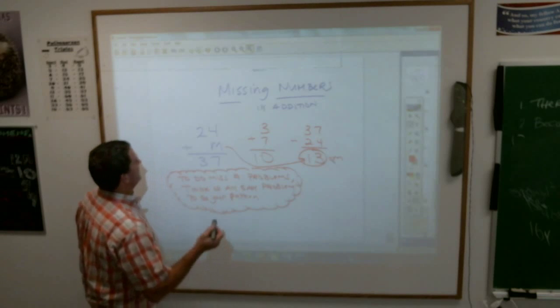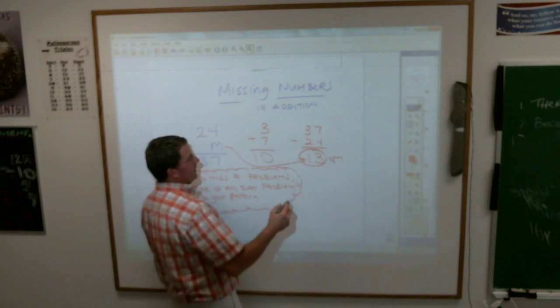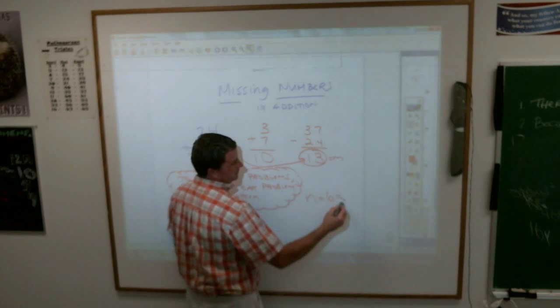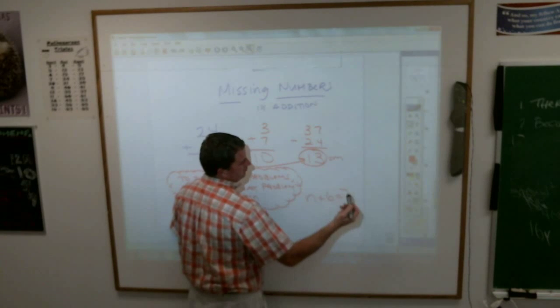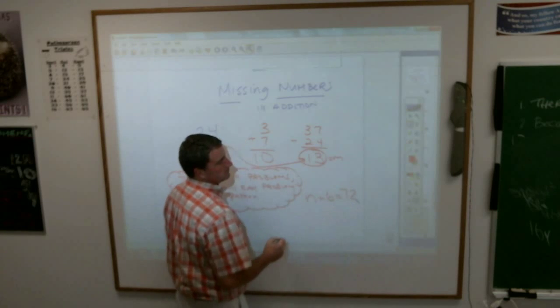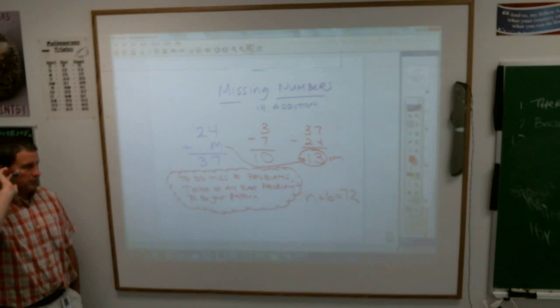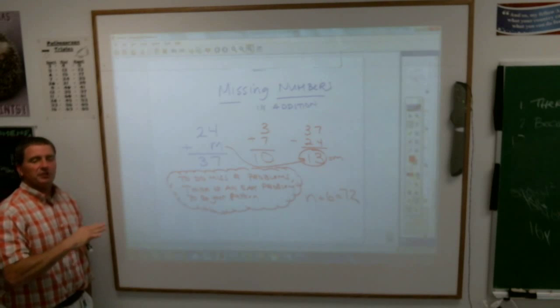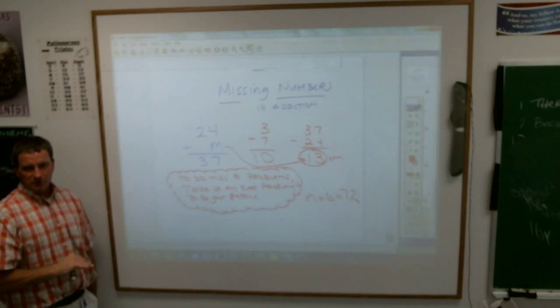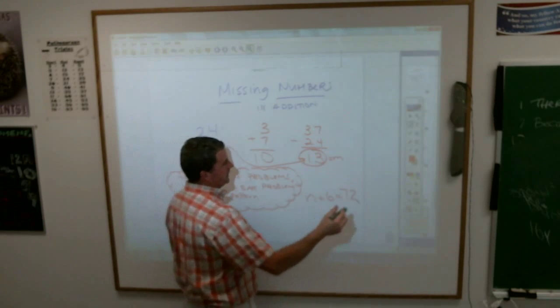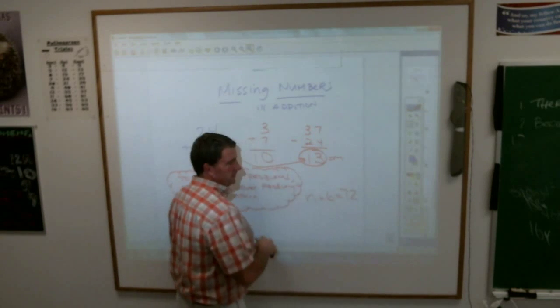Another example might be this. What if I had n plus 6 equals 72? Whoa. Okay. What number when you add 6 to it is 72? And I'll tell you, I don't care if you can do these in your head. I don't want you to do them in your head, not yet. There'll be a time in your life when I want you to do everything you can in your head, but this is not one of them. You do the same thing.